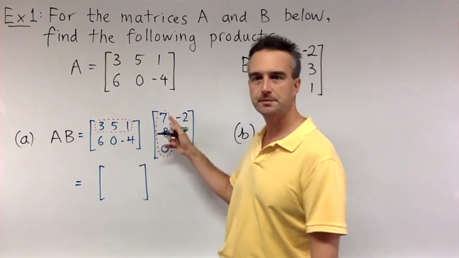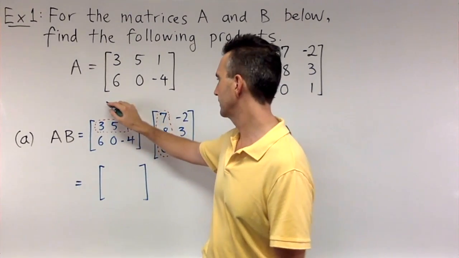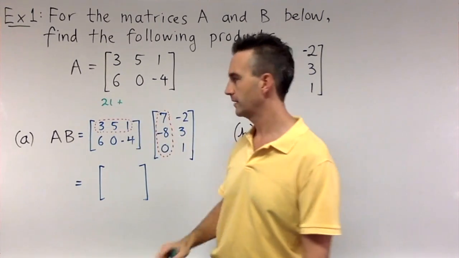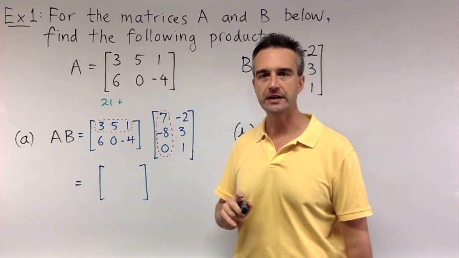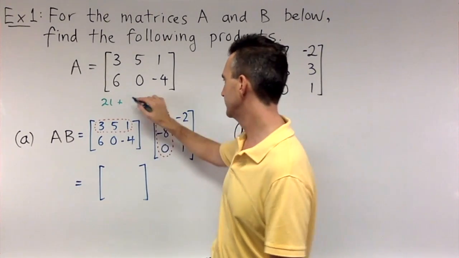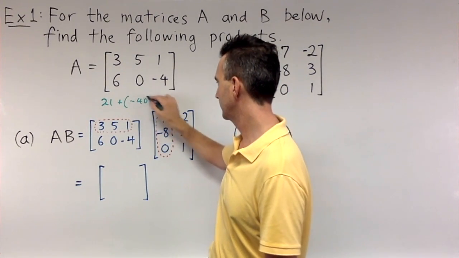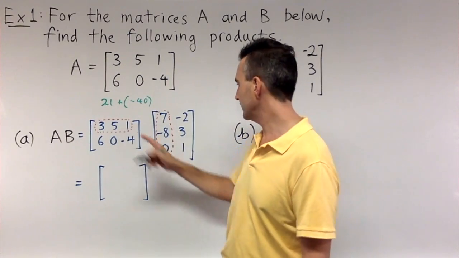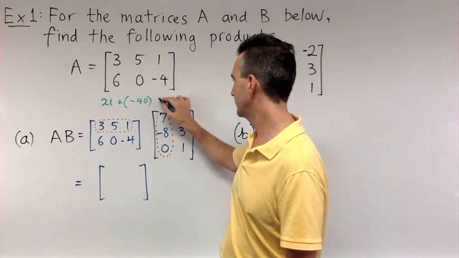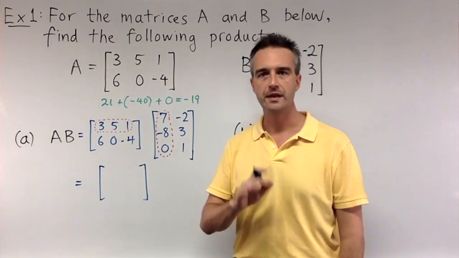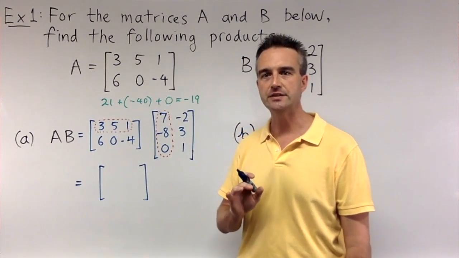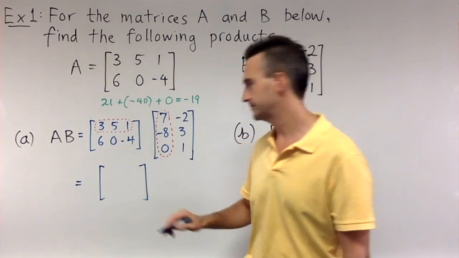To get the first entry for the answer matrix, let's highlight the first row of the first matrix and the first column of the second matrix. 3 times 7 gives 21. 5 times negative 8 gives negative 40. And finally, 1 times 0 gives 0. That gives us a result of negative 19, which goes down here.